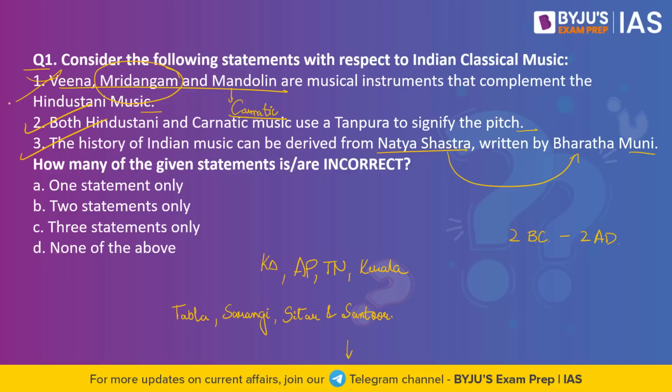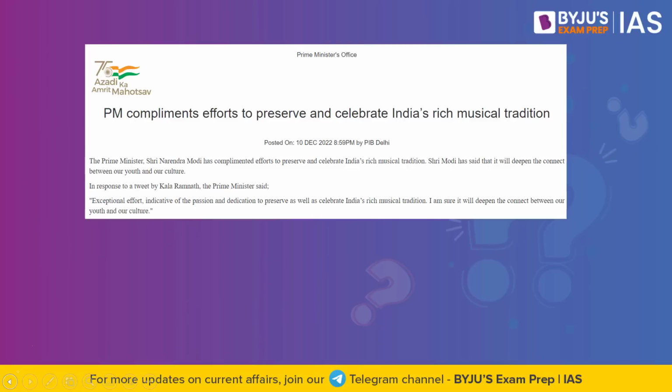So the right answer to our question here would be option A, one statement only, because the question is asking us for incorrect statements. To list out a few other differences, Dhrupad, Khayal, Tarana and Thumri are major vocal forms of Hindustani music, while Alapana, Niraval, Ragam, Tana and Pallavi are the vocal forms of Carnatic music. And also note that Purandara Dasa is considered the father of Carnatic music. The reason we've taken up this question for discussion today is because there is a reference to Indian classical music in this article in PIB today.